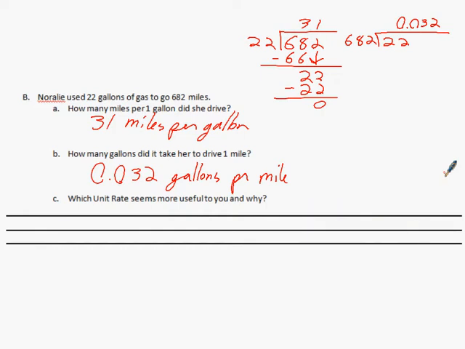Which unit rate seems more useful to you and why? Well, probably the one that makes more sense. 31 is a nicer number to think about and realize than 0.032. Also, you never hear about people asking, well, how many gallons does it take you to drive a mile? No, you hear about how many miles per gallon do you get. So miles per gallon.